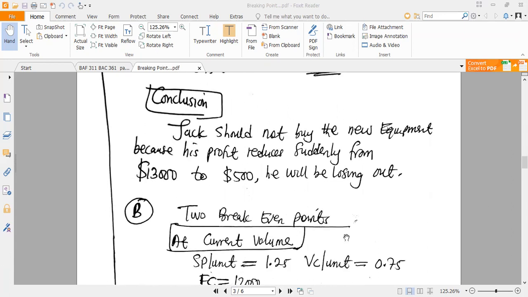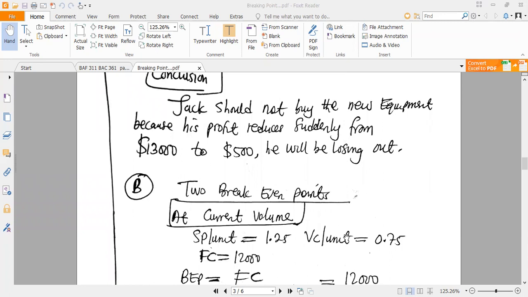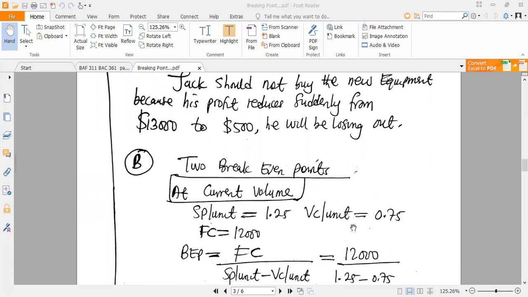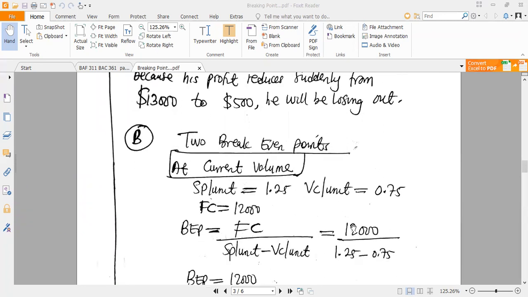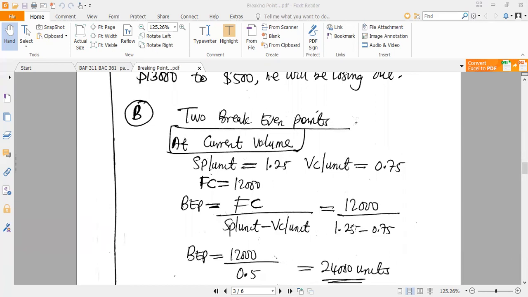Now let's go to the other part, part B of the question. It says we need to find the two break-even points. At current volume, we have to find the break-even point. So that's why we are now going to use the break-even formula, the one I mentioned, because we haven't used it.